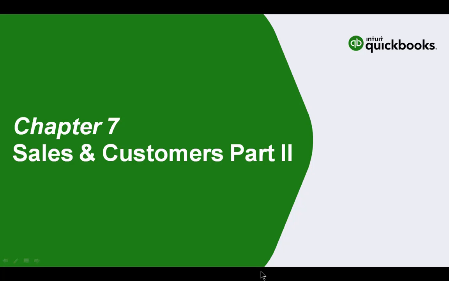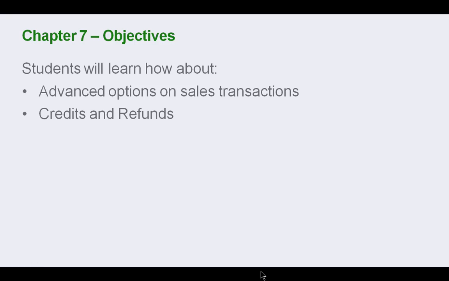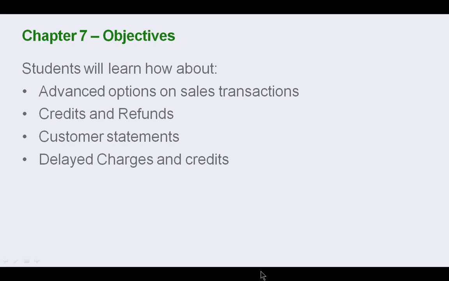Chapter 7, Customers and Sales, Part 2. There are several advanced sales transactions that you can use in QuickBooks to get more out of the system for your business. We'll introduce you to these features in Chapter 7. In this chapter, you'll learn how to use advanced options on sales transactions. You'll learn about credits and refunds, customer statements, delayed charges and delayed credits, and estimates.